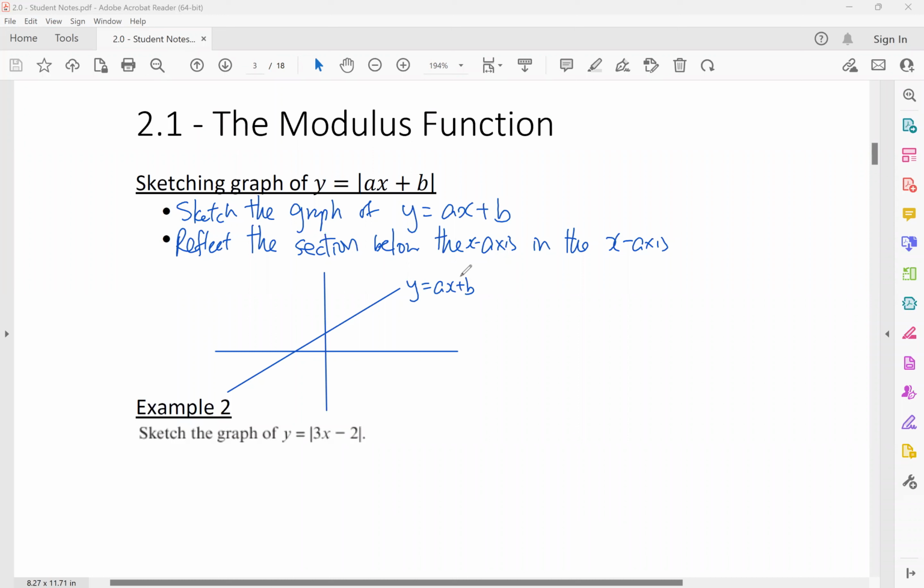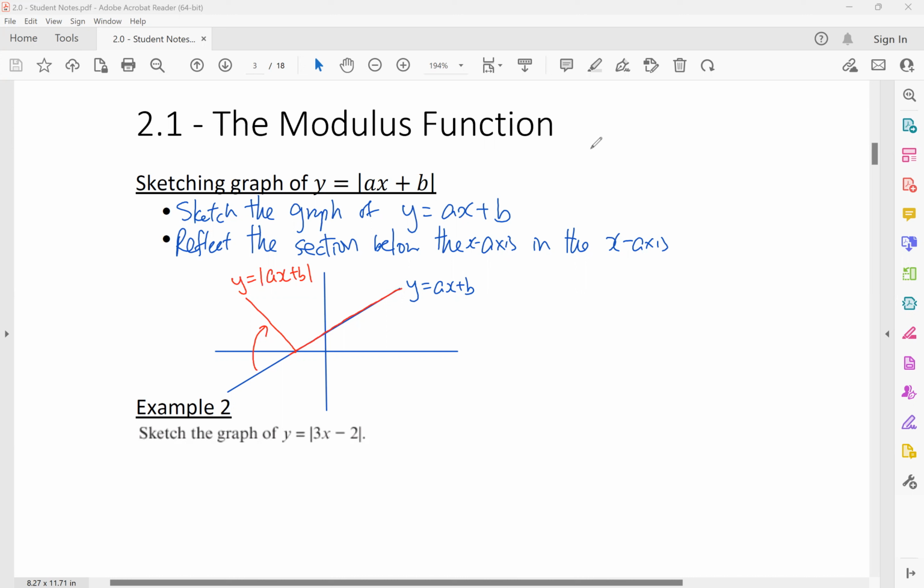Then the reflected graph, the mod of ax plus b, will be, so any part below the x-axis, which is this part, will now be reflected in here. So it'll be like this. And then the part above the x-axis will be the same. So the red line is the graph of y equals mod of ax plus b. The blue graph, the original, is y equals ax plus b without the modulus.